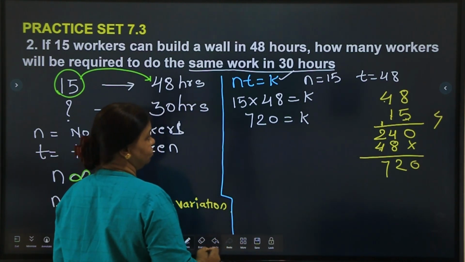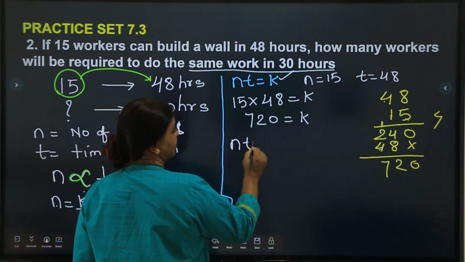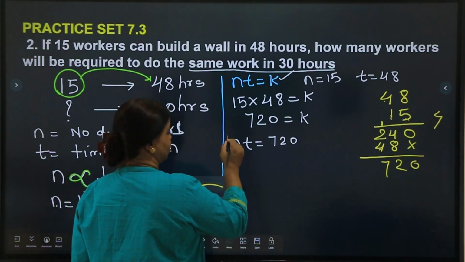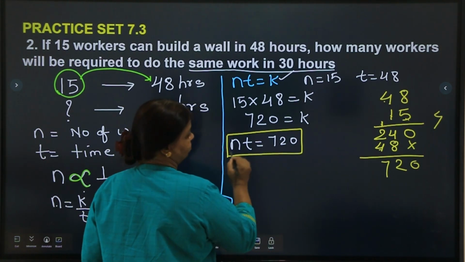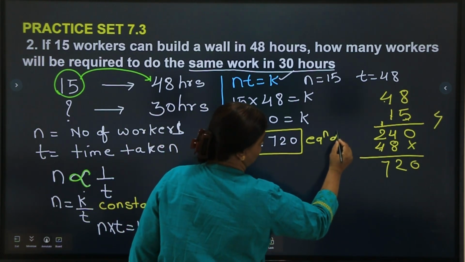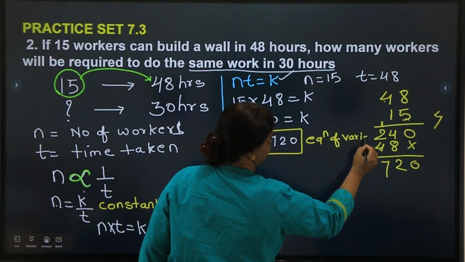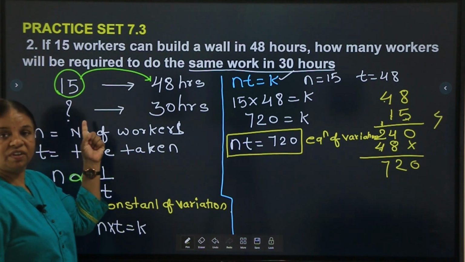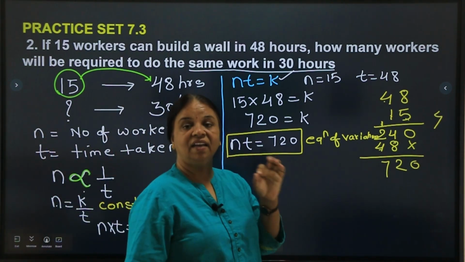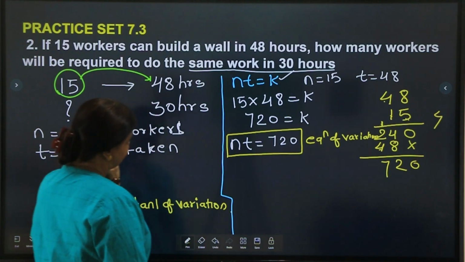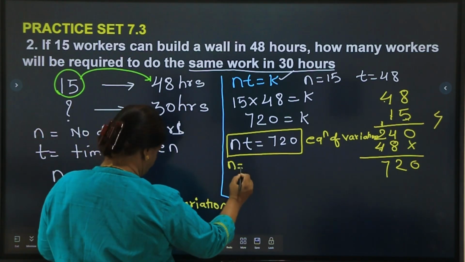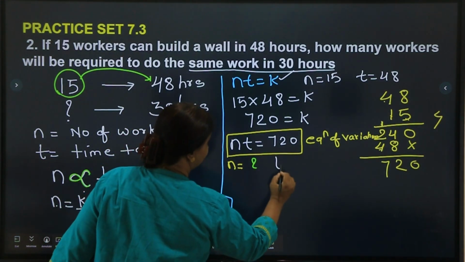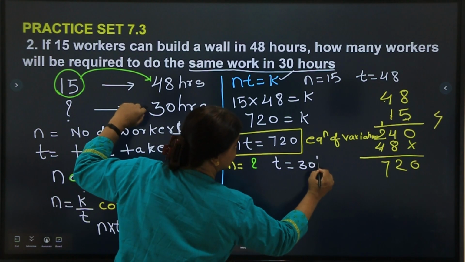Let us write the equation of variation. So NT is equal to 720 and this is your equation of variation. Now we have to find out the number of workers when the days or time required is 30 hours. So let us write here N is equal to question mark and time required is given here, 30 hours.